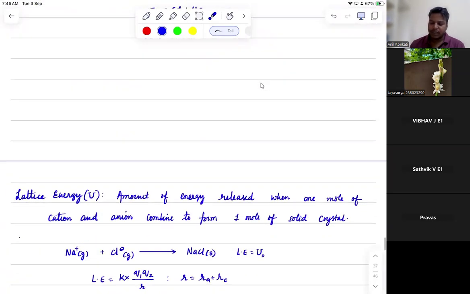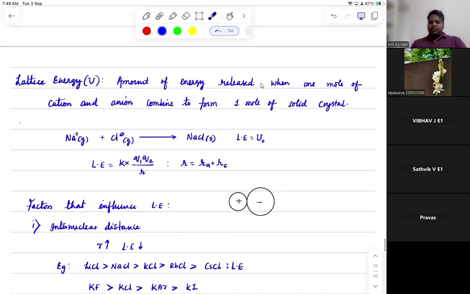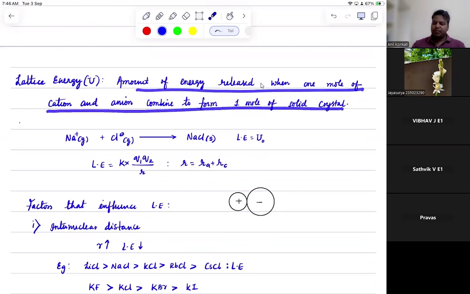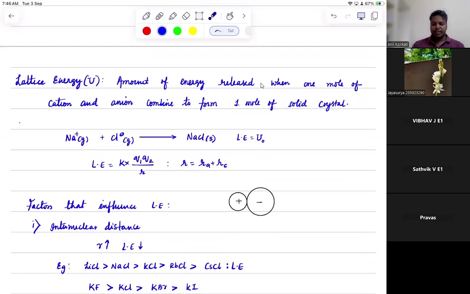Done. Next, what is lattice energy? The amount of energy released when one mole of cation and anion combine to form one mole of solid crystal is called lattice energy. So Na plus and Cl minus giving NaCl, the energy released is lattice energy. It depends upon the charge, so it is proportional to Q1Q2 by R, where R is simply the sum of the anion and cation radii.